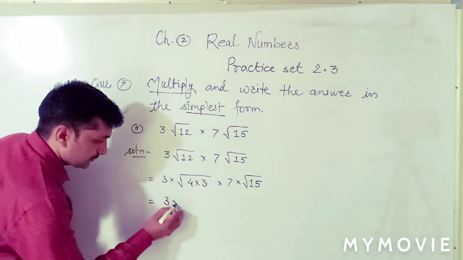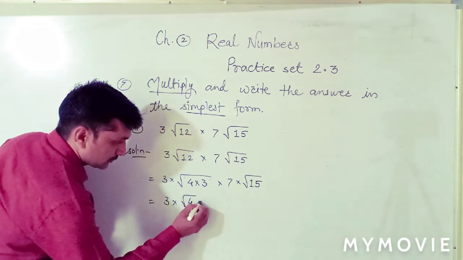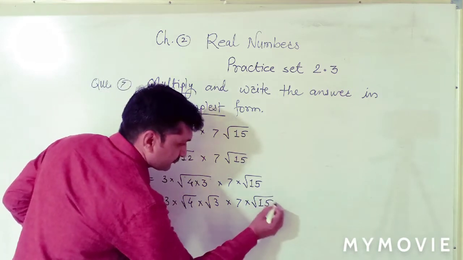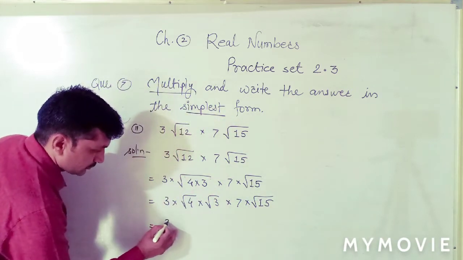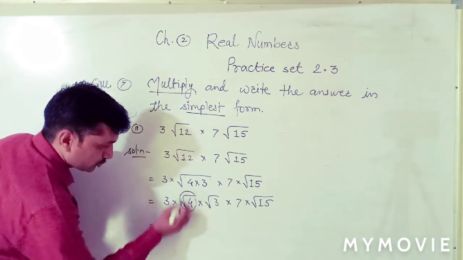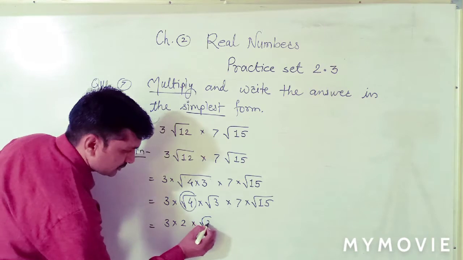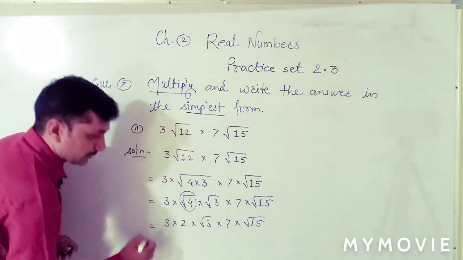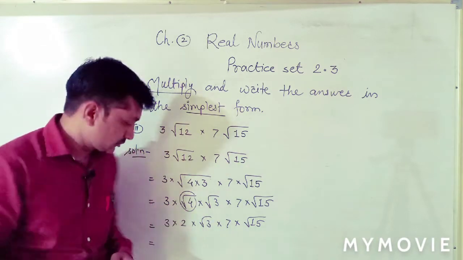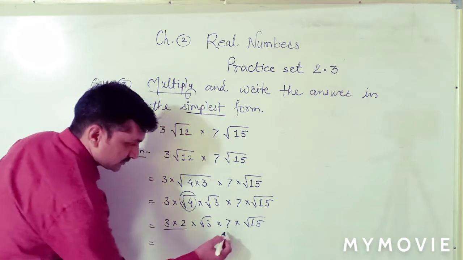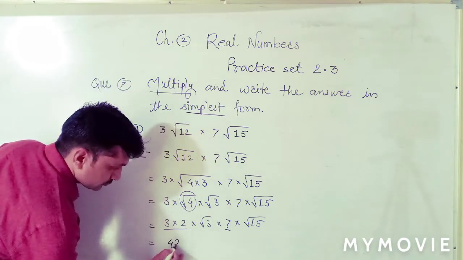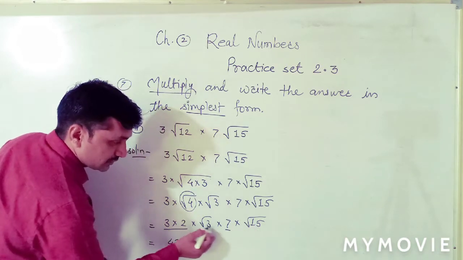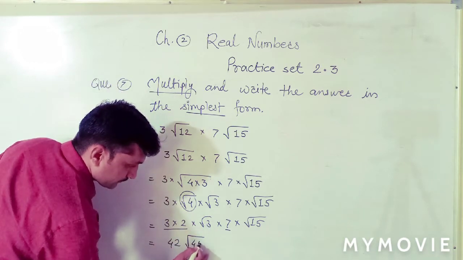Equal to 3 multiplied by, separate them, square root of 4 multiplied by square root of 3 multiplied by 7 multiplied by square root of 15, is equal to 3 multiplied by square root of 4 is 2, multiplied by square root of 3 multiplied by 7 multiplied by square root of 15. Now multiply rational numbers and irrational numbers. 3 2s are 6, 6 7s are 42. Square root of 15 and this 3, 15 3s are 45.